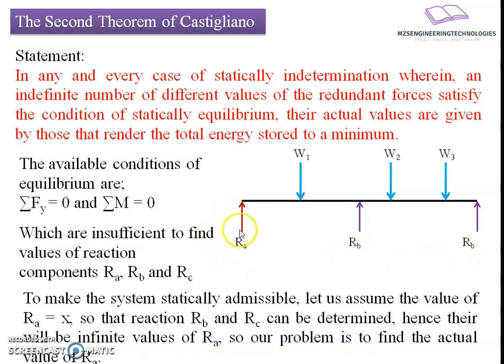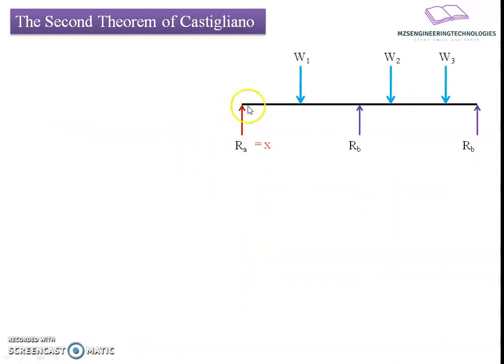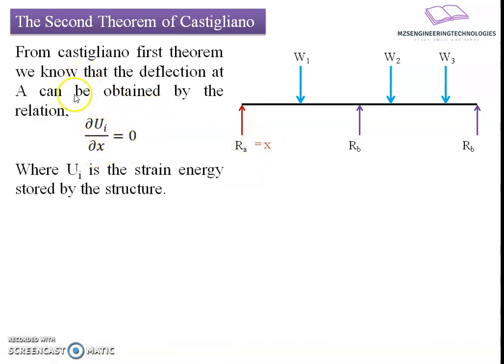Now, to know the value of RA, we will utilize Castigliano's first theorem, which states that the deflection caused by a force can be found by taking the partial derivative of the total energy stored by the system with reference to the force under which we want the displacement. So this was the first theorem stated by Castigliano, ∂U/∂X equals 0. Now what we require is the maximum value of X. It may vary from 0 to n, but I want a maximum value.